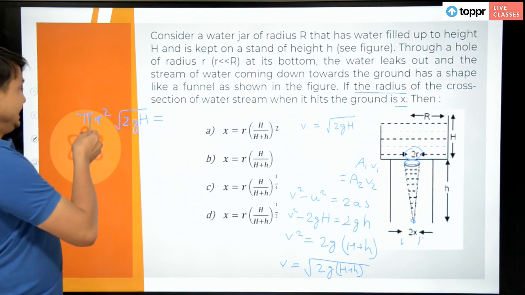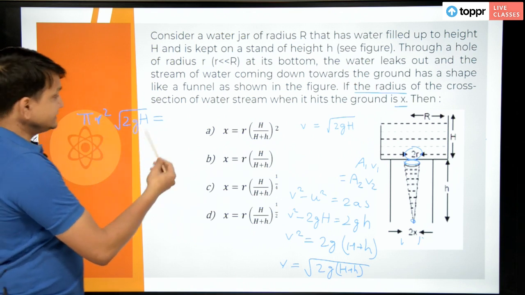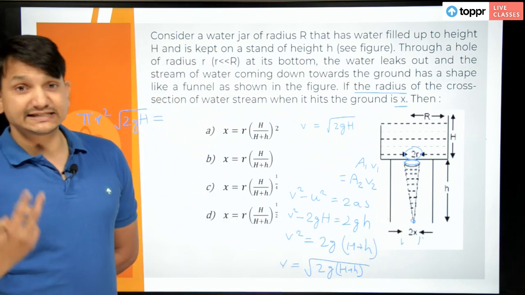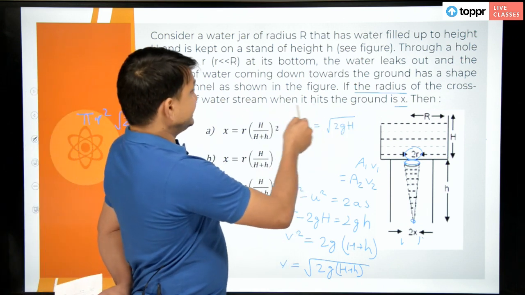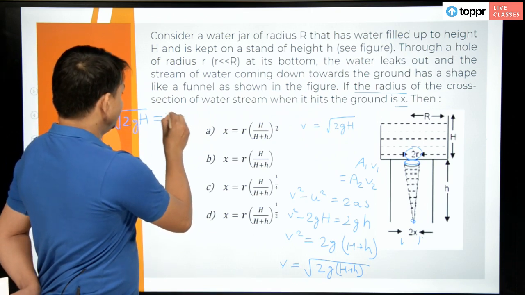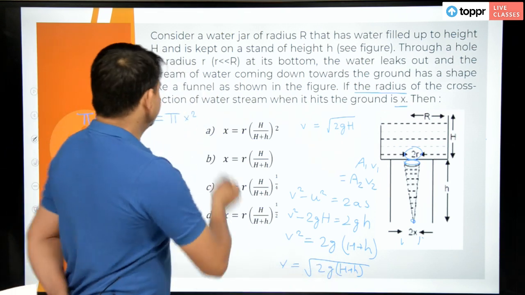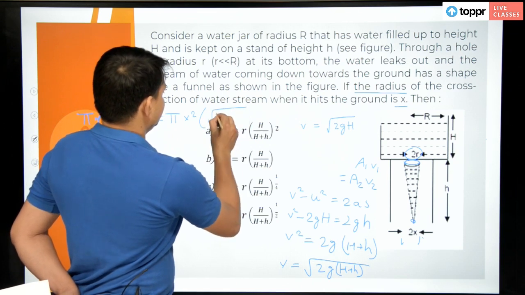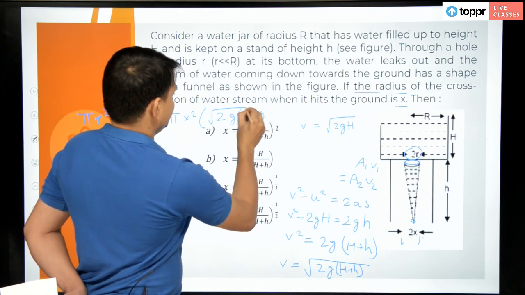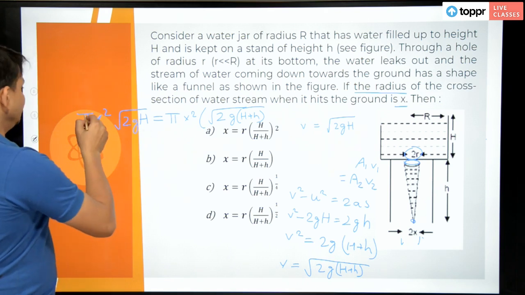What are we doing? A1 V1, this part is A1, this part is V1, is equal to A2 times V2. What is A2 here? Where the radius is x, it says where it hits the ground is x. So pi x squared times the square root of 2g(H plus h). Okay, so we can now easily solve it.